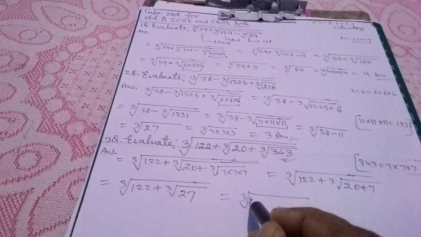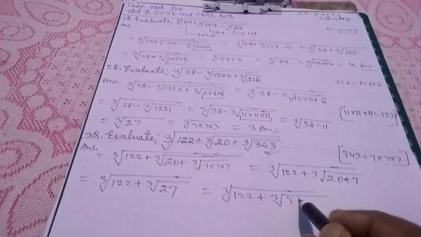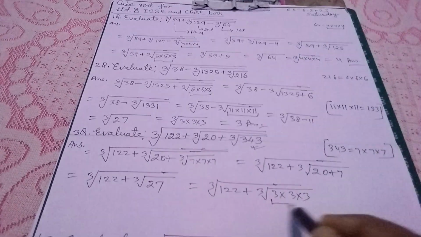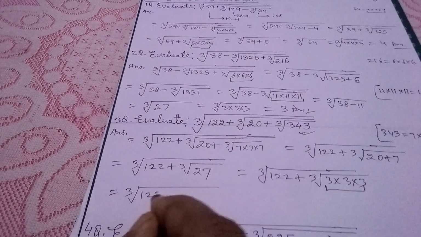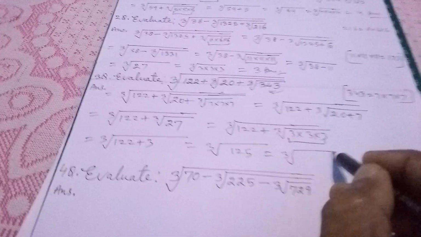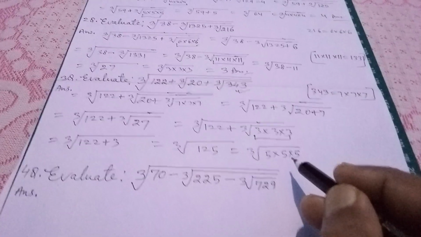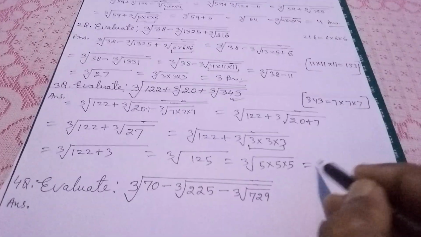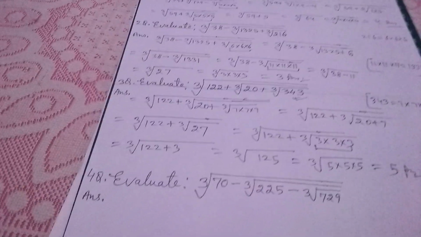And this will be written as 122 plus cube root of 27 means 3 into 3 into 3. So for these three factors, one factor will be out and that will be the cube root of 27. So this is equal to cube root of 122 plus 3, and that is equal to cube root of 125. And that will be written as 5 into 5 into 5. For these three similar factors, one factor will be out and that will be the cube root of 125. So 5 is the answer in this case.